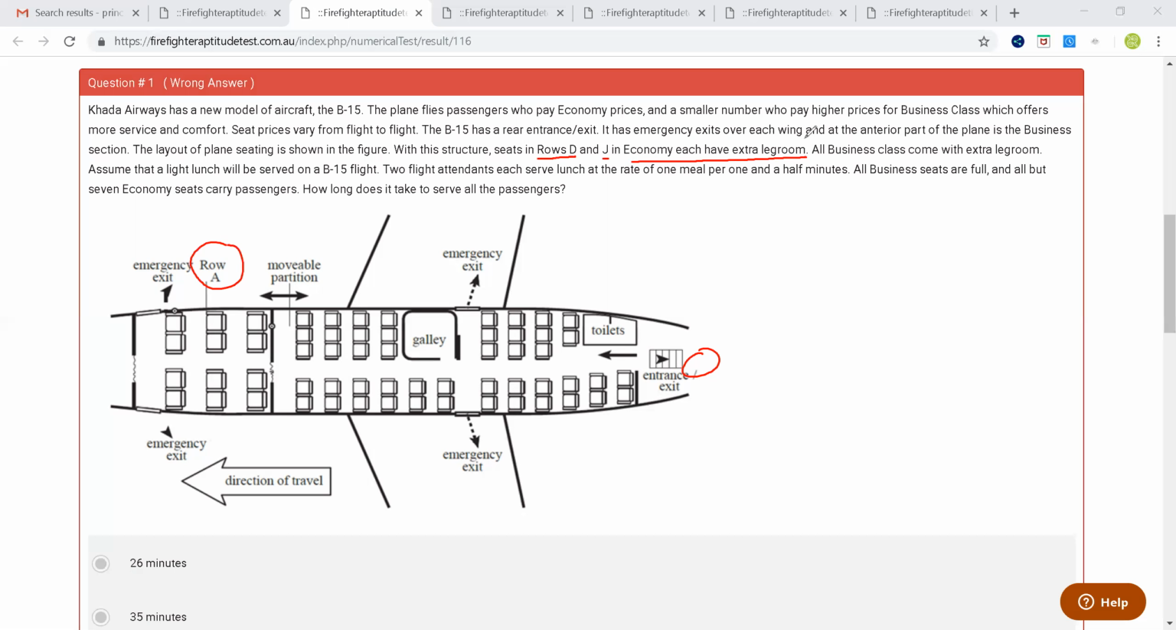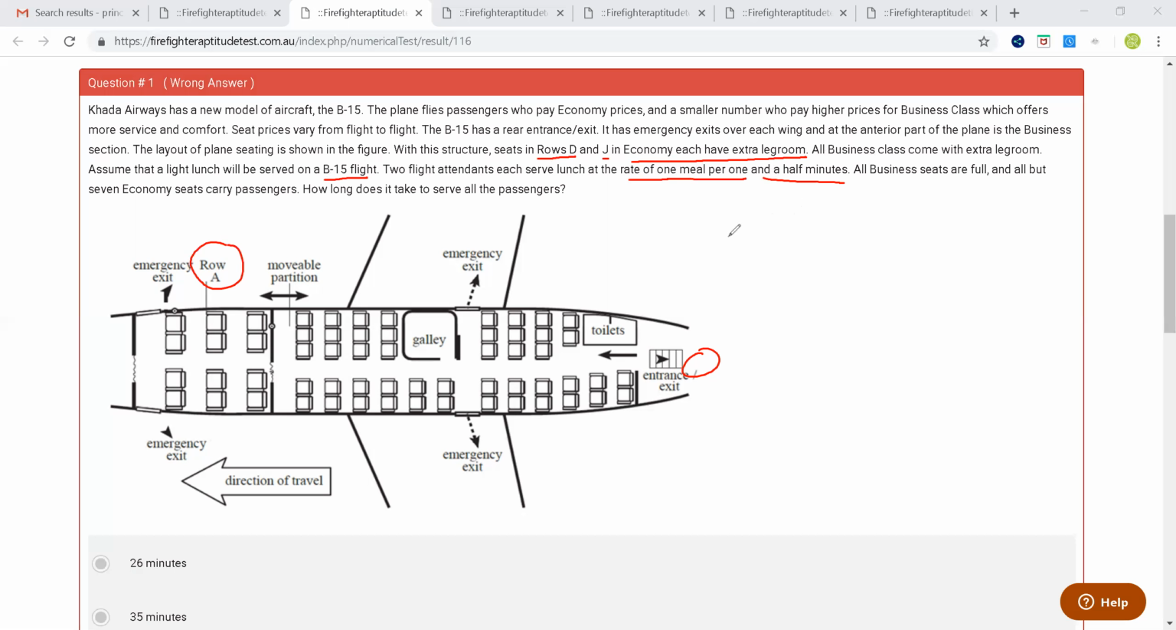Row D and J. D, E, F, G, H, I, J. All business class seats come with extra legroom. Assume that a light lunch will be served on the B-15 flight. Two flight attendants each serve lunch at the rate of 1 meal per 1.5 minutes.